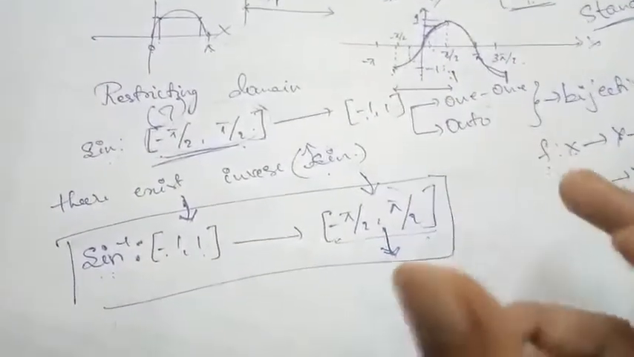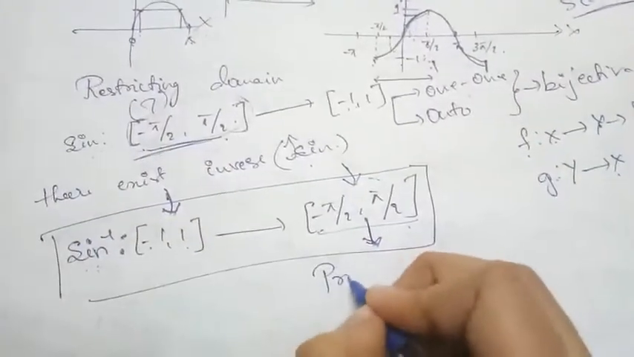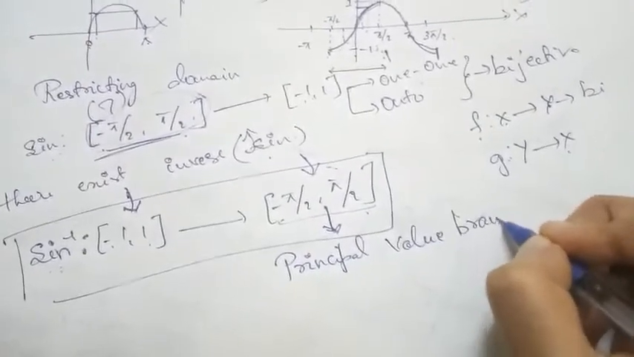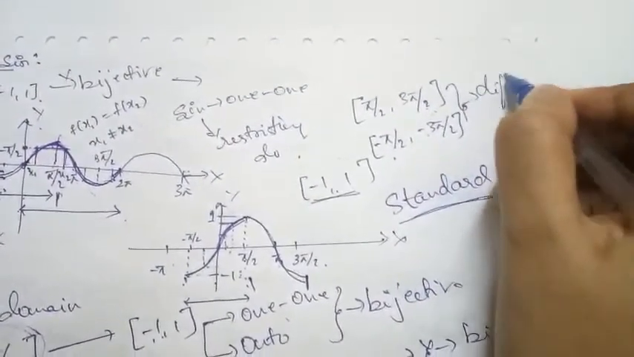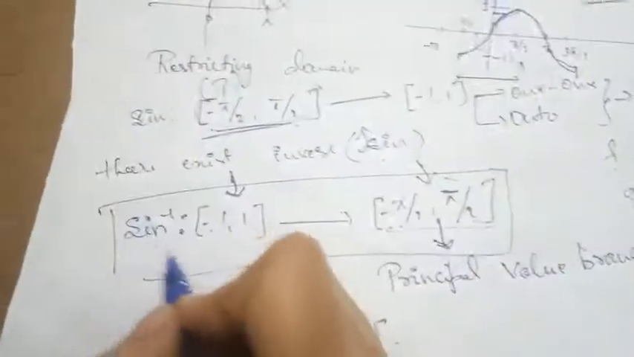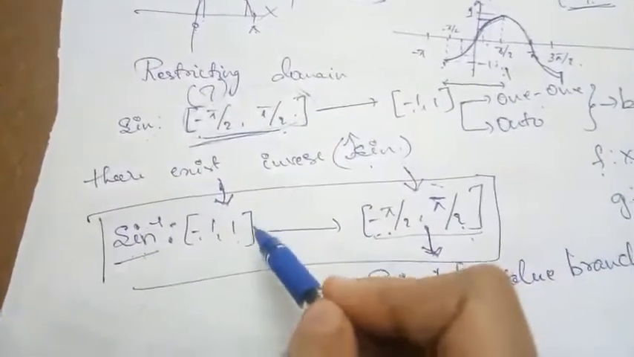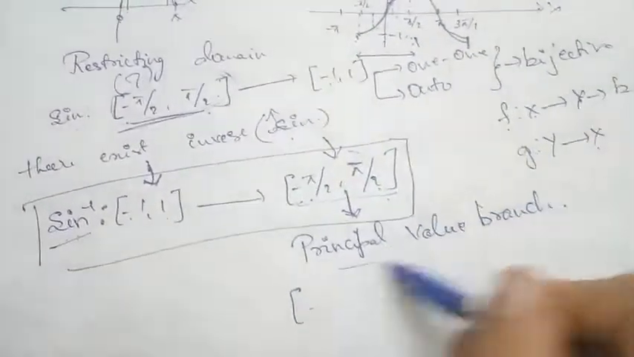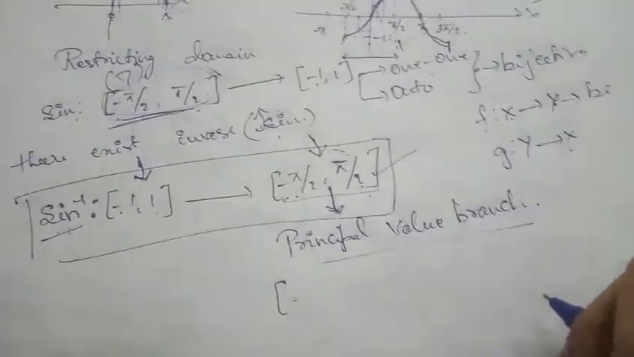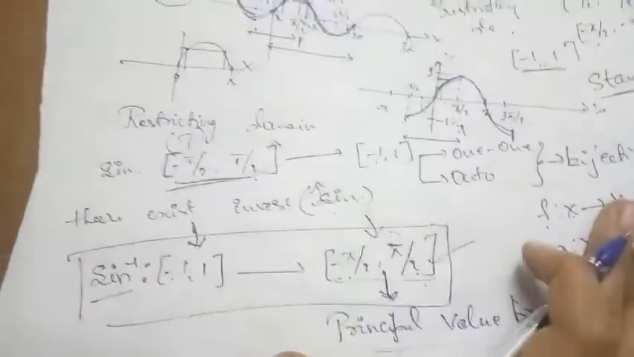This restricted or standard range is called the principal value branch. All these other branches are called different branches of the inverse trigonometric function, but this branch, that is minus pi by 2 to pi by 2, is called the principal value branch. Whenever we say the sine inverse function, its domain is this one and the range will always be the principal value branch itself. It is the standard range which we are going to consider. So this is how we find the inverse of the sine function.